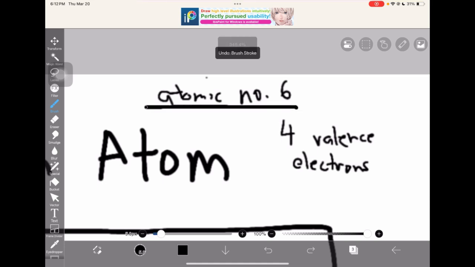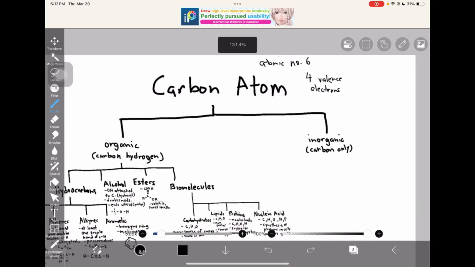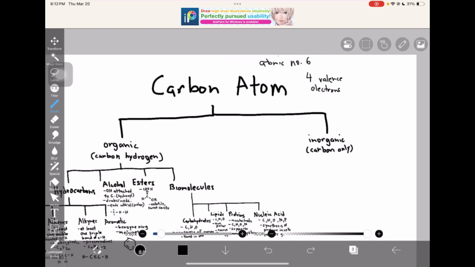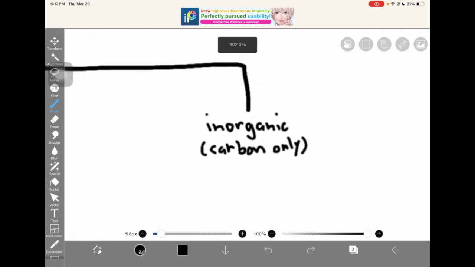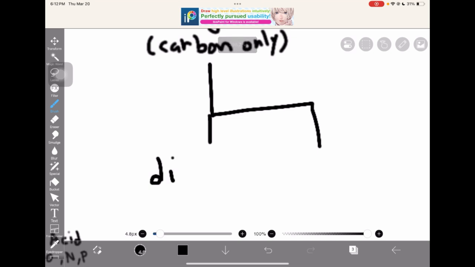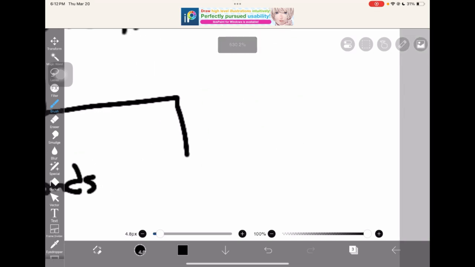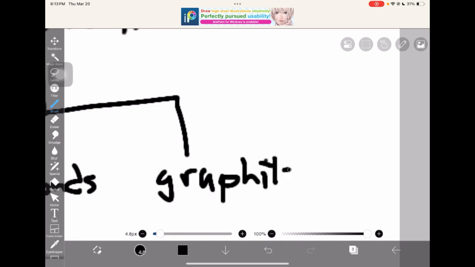In contrast, we also have atomic number 6, which is also important. So in carbon compounds, we have two types of chemicals. First we got the inorganic, that's carbon only. That's really just, for example, diamonds and graphite from pencils. That's one of the few examples there.